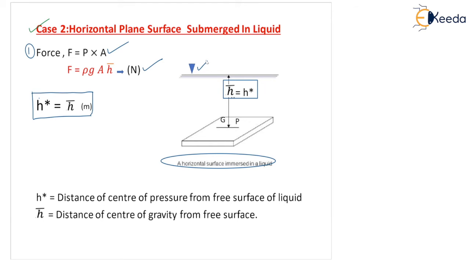Because this is the horizontal plane surface, your center of gravity Cg will be your H bar, and because this is the plane surface, at this point only the Cp or hydrostatic force will concentrate. So this is the H star. So H star equal to H bar only in case of horizontal plane surface.